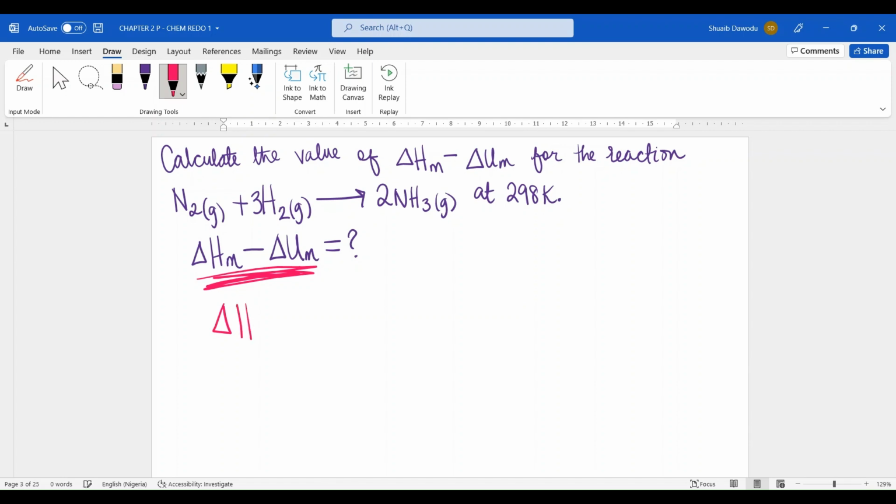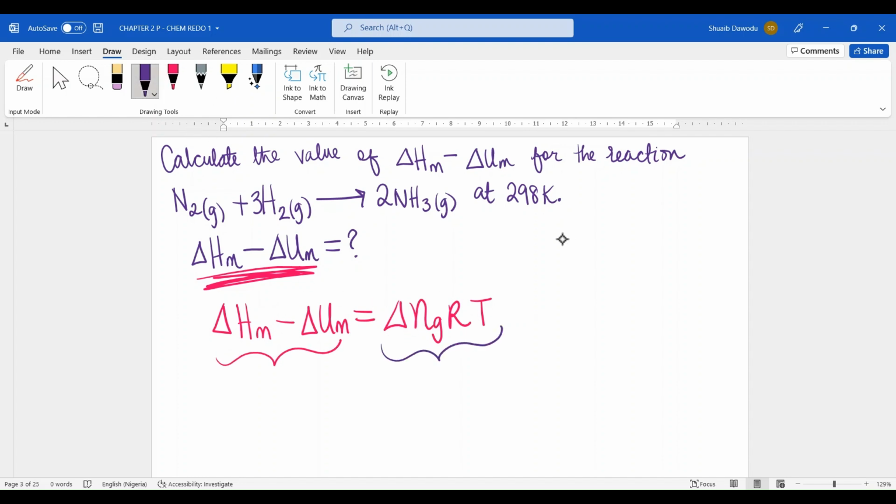The first thing you have to notice is that this actually has a formula. The change in molar enthalpy minus the change in molar internal energy is equal to the change in Ng, the number of moles of gas, times the gas constant times the temperature. We already know what R stands for: it's the gas constant.